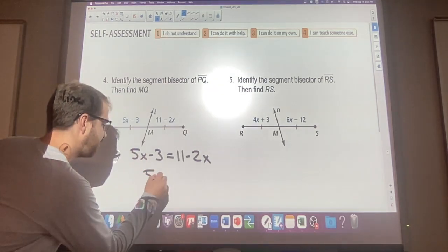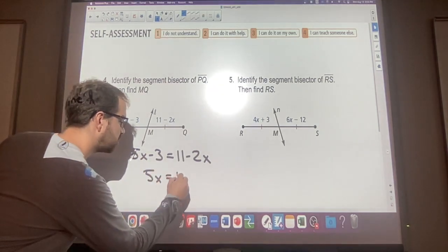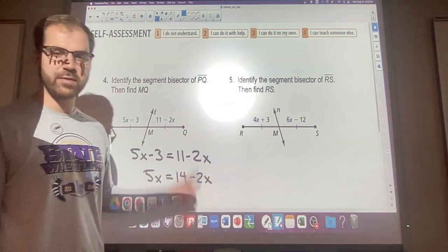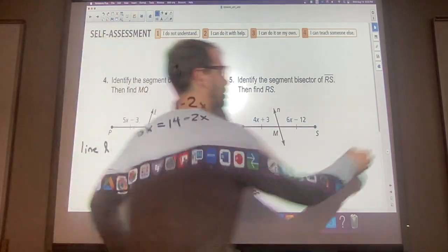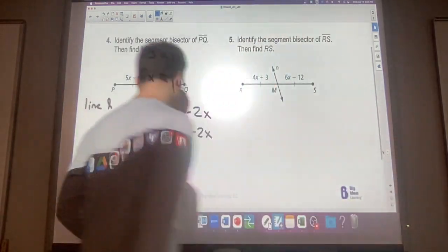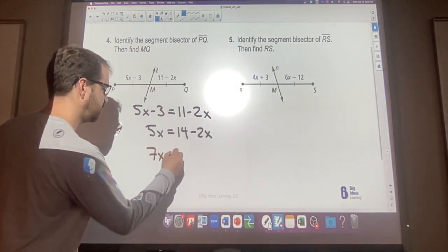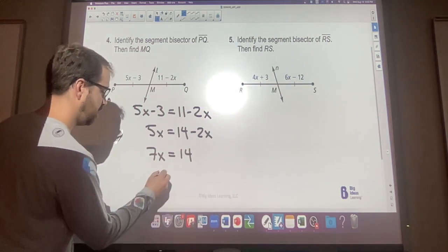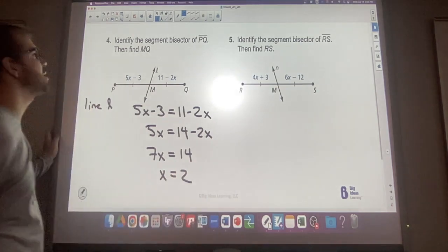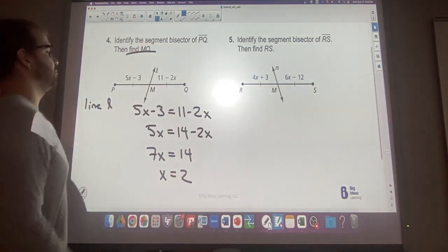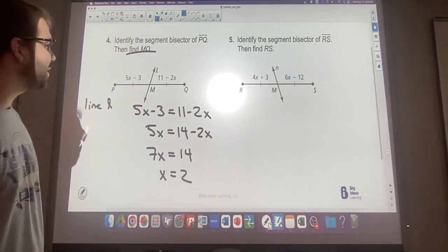So I do 5x equals 14 minus 2x. I want to get rid of this minus 2x, so I have to add 2x to both sides. And if I add 2x, I get 7x equals 14, and x equals 2. I'm not done, because they want us to find MQ. So I got to plug this back in.